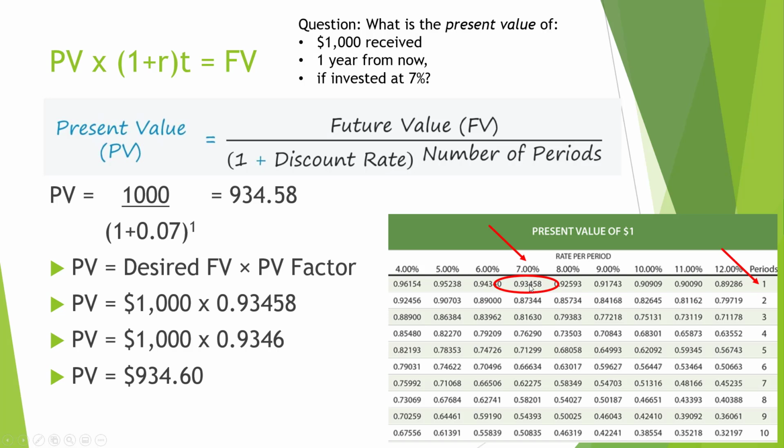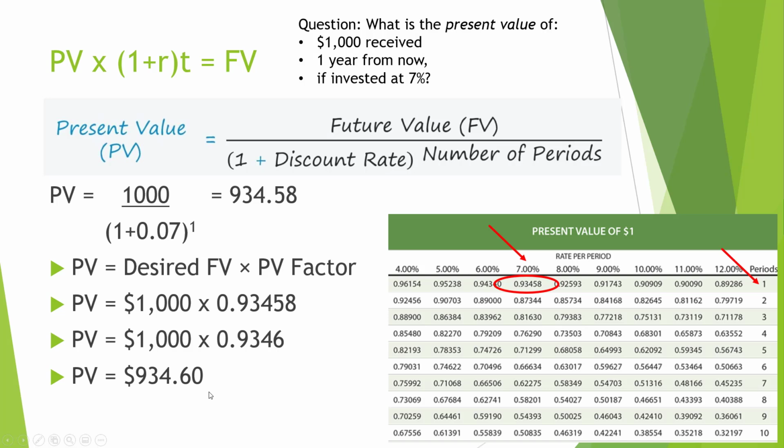0.93458. So taking that over here, it's 5 decimal places. Maybe I want to round it, clean it up a little bit. So I'm going to go ahead and round my 8 makes my 5 go up to 6. So I'll take the $1,000 I am expecting to receive a year from now and multiply that by my present value factor of 0.9346. That gives me a present value of $934.60, which is very similar to the present value if we were to calculate it using the formula up here. So either way, if you want to use the formula or if you want to use the table, you can.